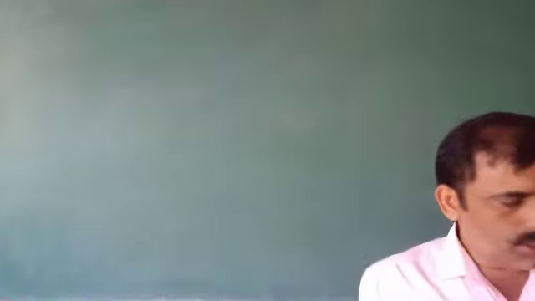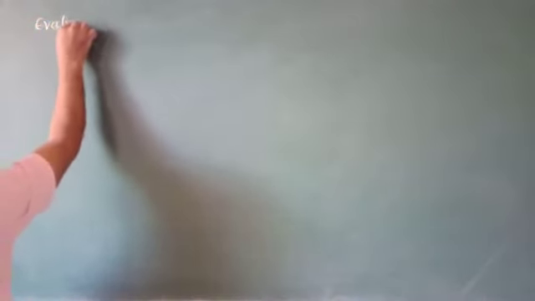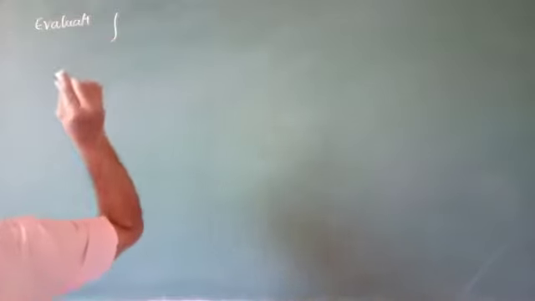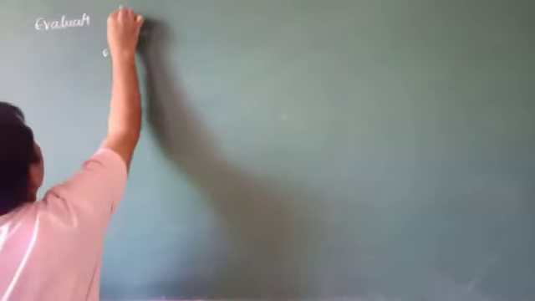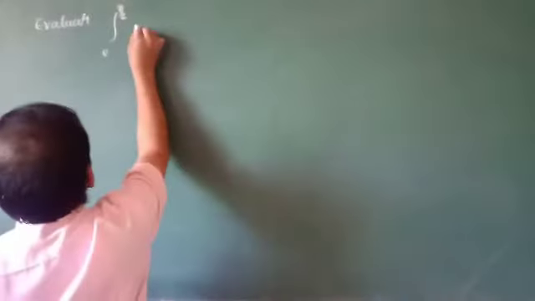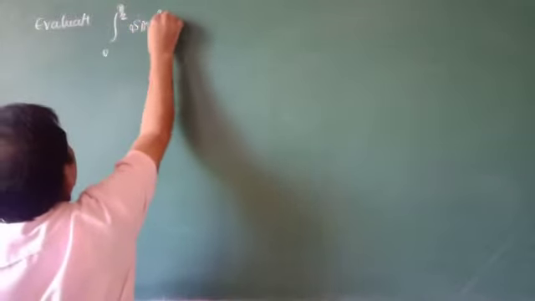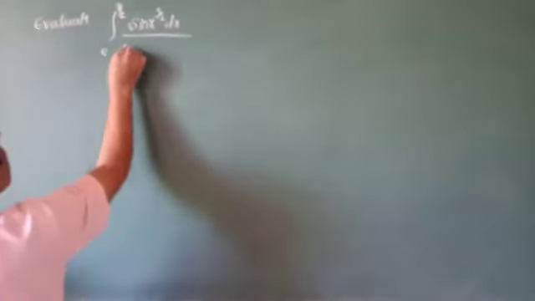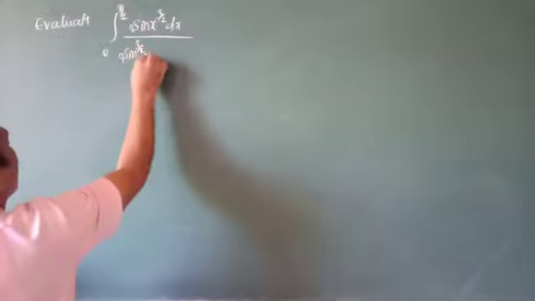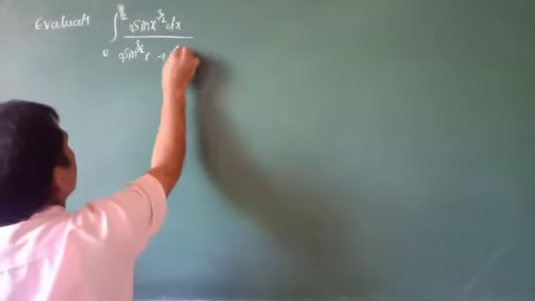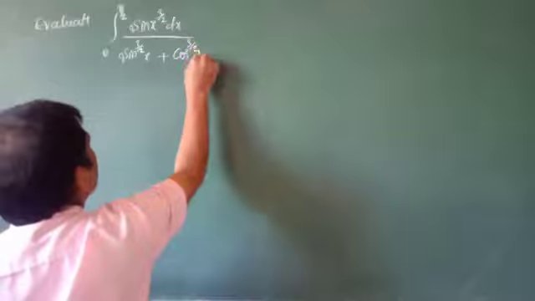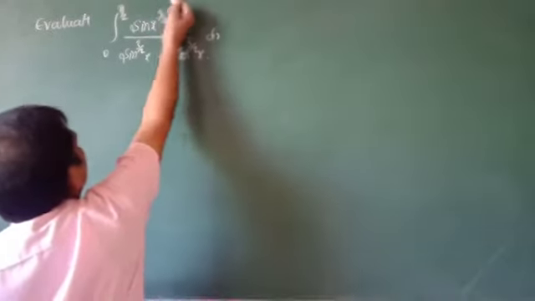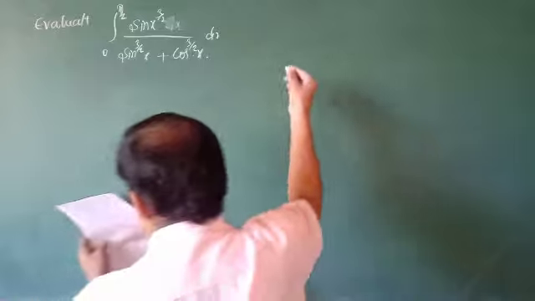Okay dear students, another example is: evaluate the integral from 0 to pi by 2 of sin x to the power of 3 by 2 with respect to x divided by sin x to the power of 3 by 2 plus cos x to the power of 3 by 2 with respect to x. So this is also the same, pi by 4, the value.